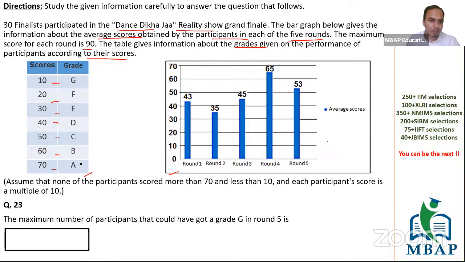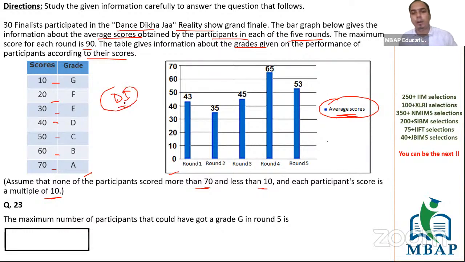This much marks, this is the grade. The average score you see here is from round 1 to round 5; the average scores are given to you. Assume that none of the participants scores more than 70 or less than 10, and each participant's score is a multiple of 10. Firstly, you have the average, and this is the reason why I say that average is an important concept that you should be clear with, in the DI set that we're looking at.